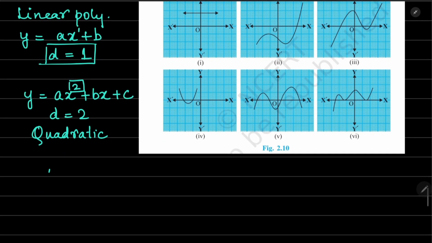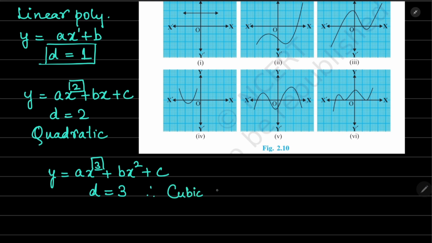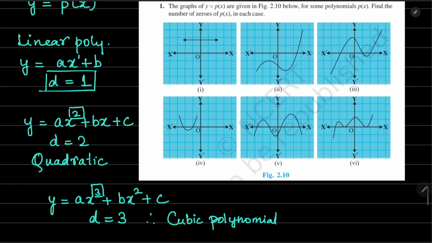And if the highest power of the variable in a polynomial is 3, say x cube plus c, then you can say the degree of this polynomial is 3. Hence, therefore, it is a cubic polynomial. And how do you find?